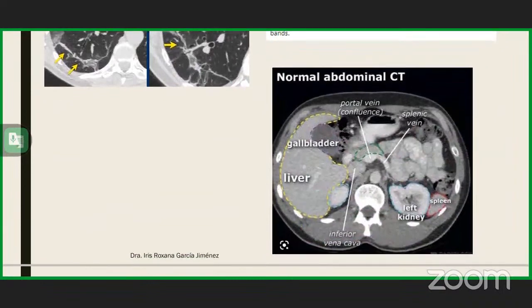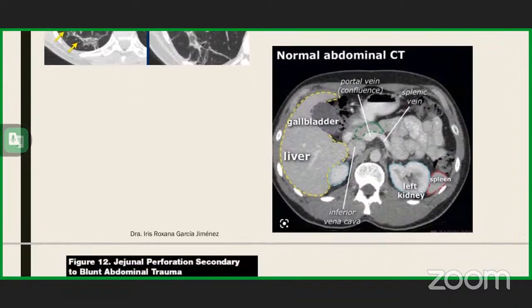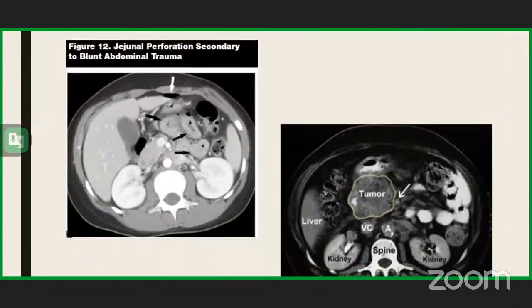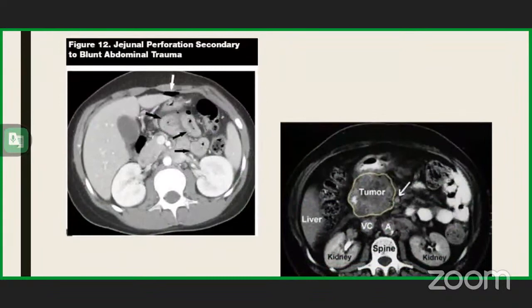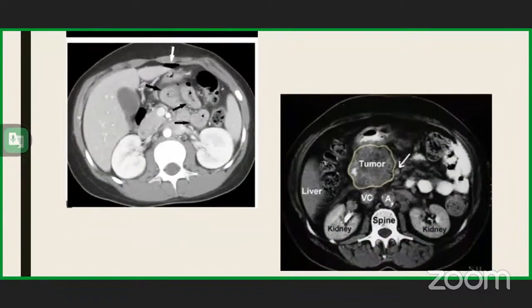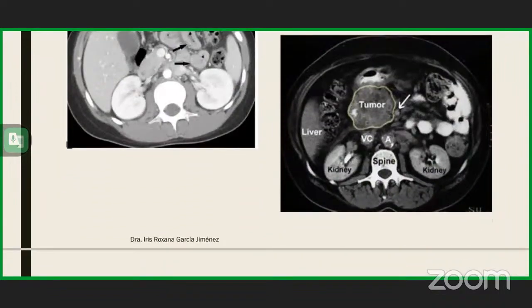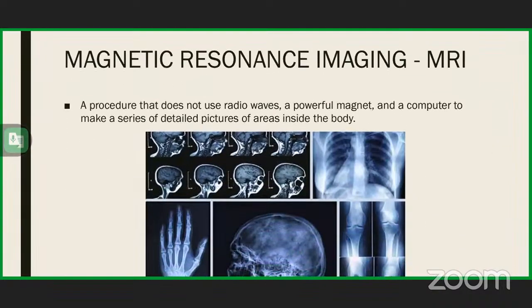And going to the abdomen, we have the normal abdominal CT, just as an extra to check the anatomical structures and define where they are placed. As you can see, like a mirror, always. Then we have an example, a jejunal perforation secondary to blunt abdominal trauma, just an example. And we have a tumor that is signaled in the next slide. Just check this extra information, don't worry about it.